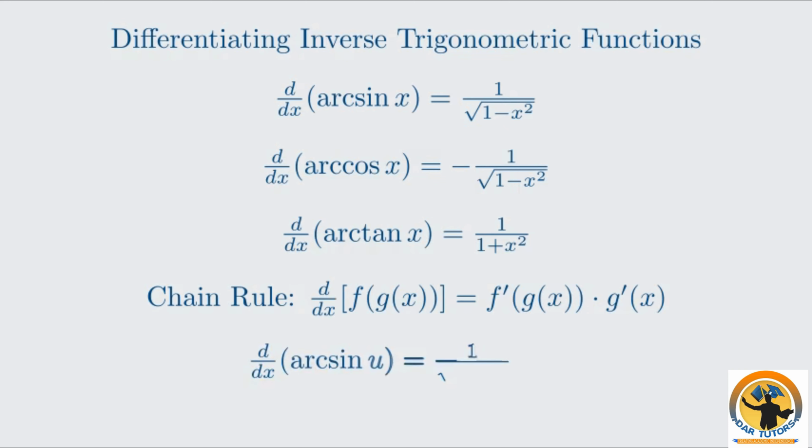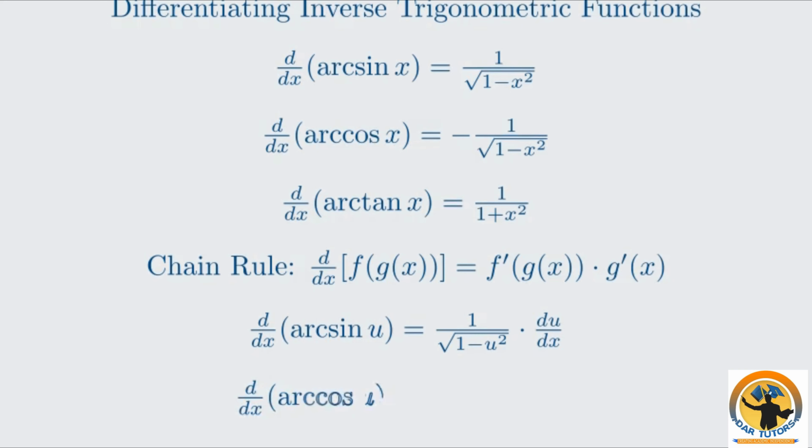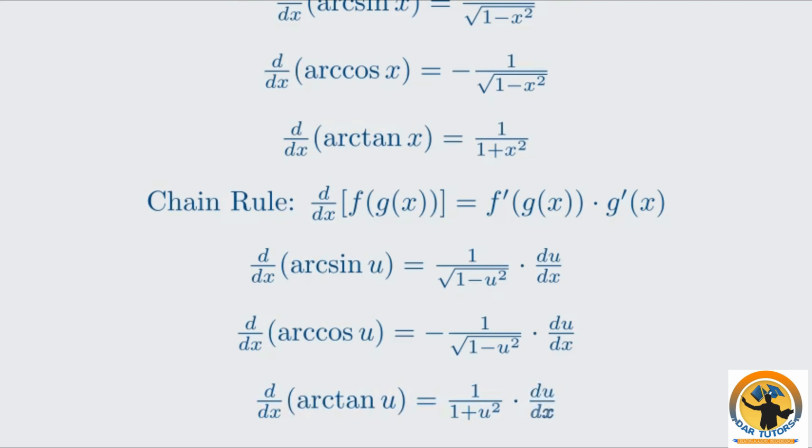If we have arcsin of u, where u is a function of x, its derivative is 1 over the square root of 1 minus u squared, times the derivative of u with respect to x. Similarly, for arccos of u, the derivative is negative 1 over the square root of 1 minus u squared times du/dx, and for arctan of u, the derivative is 1 over 1 plus u squared times du/dx. These are the general forms you should use. Let's work through some examples.